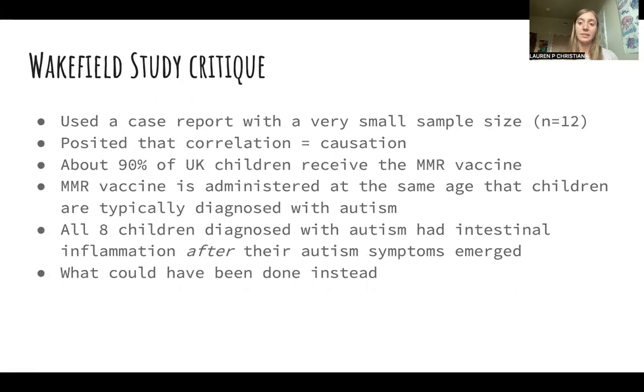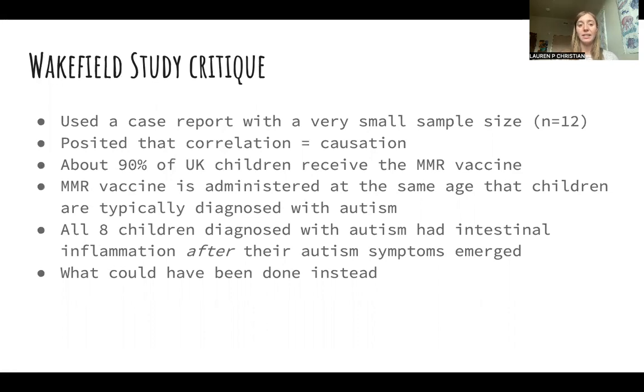So what was wrong with this study? We can use our statistical understanding from this class to critique it. First, the study used a case report with a very small sample size, n equals 12. And the problem with this is that when we have a very small sample size, it's very hard to make inferences that are accurate about the population. The smaller the sample size, the harder it is for it to be representative of a population and not subject to error.